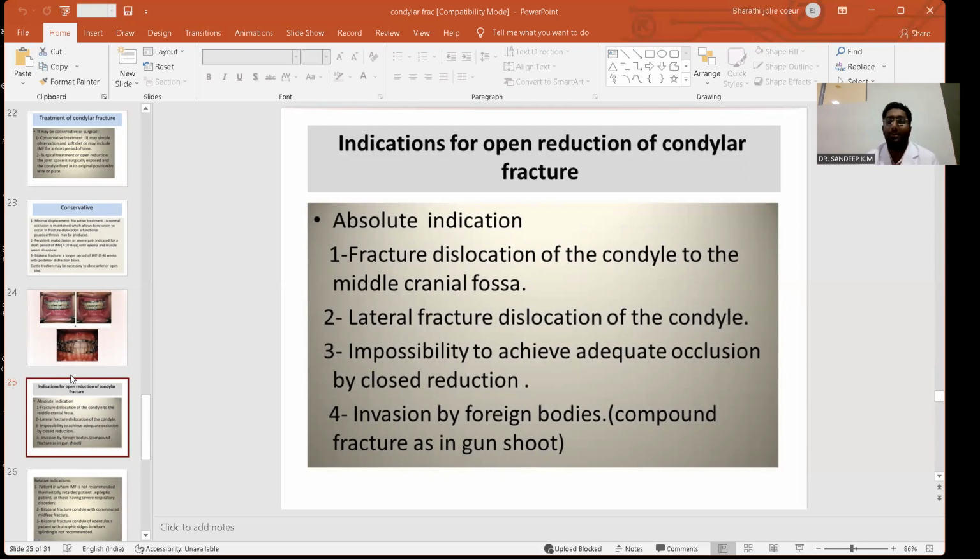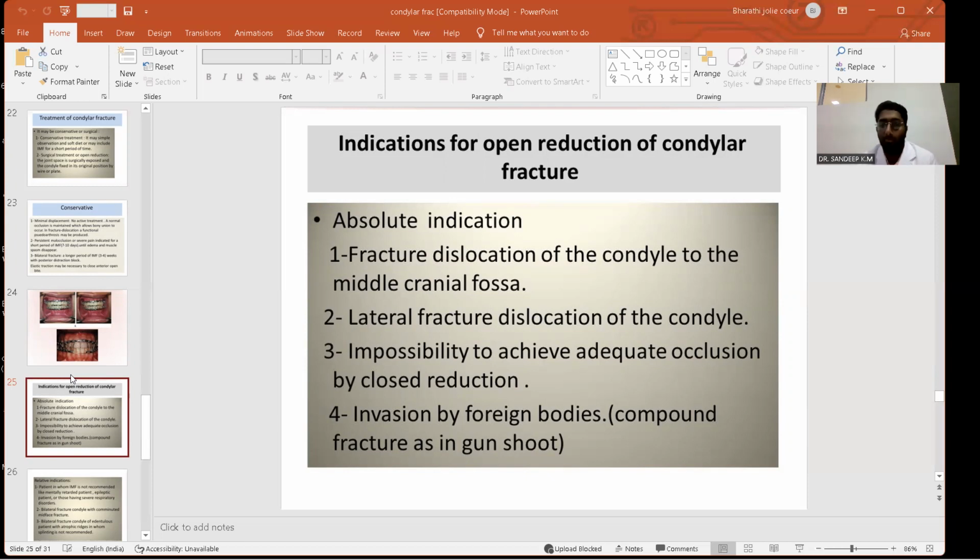Or there is a lateral fracture dislocation of the condyle, where there will be vertical shortening of the length of the mandible. Or the third scenario is that we have tried closed reduction, but it's not getting replaced back to the normal anatomical position. In such a case, we'll go for open reduction. And if there is an invasion of foreign bodies, there is a compound fracture, where some foreign bodies invade the fracture site, making it a compound fracture.